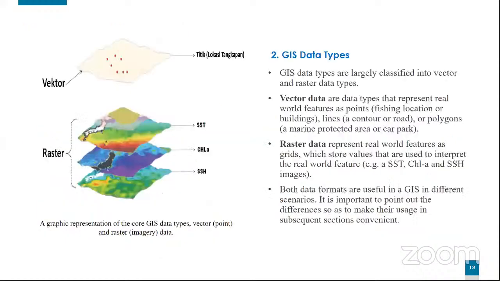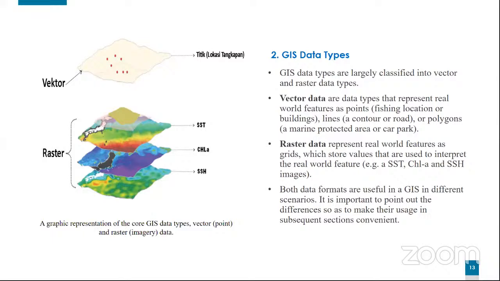So, untuk data GIS. Okay, data GIS ada dua. There are two types of data, which is vector and raster. Vector data are data types that represent real world features as points. Contohnya fish locations atau building. And then we have lines as contour or road, or polygons as marine protected area or car park.